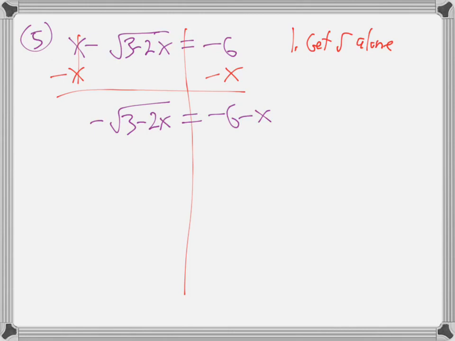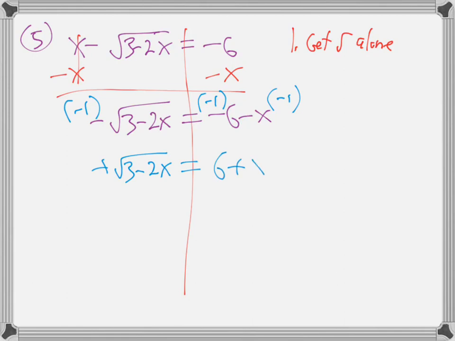You know, it'd actually be nice to get rid of all those negative signs. I don't know, we don't normally do this, but since everything's negative, multiply by minus 1. Just multiply through both sides by negative 1. So let's do that. So multiply by negative 1, negative 1, negative 1. And that'll become positive root 3 minus 2x, positive x plus 6.